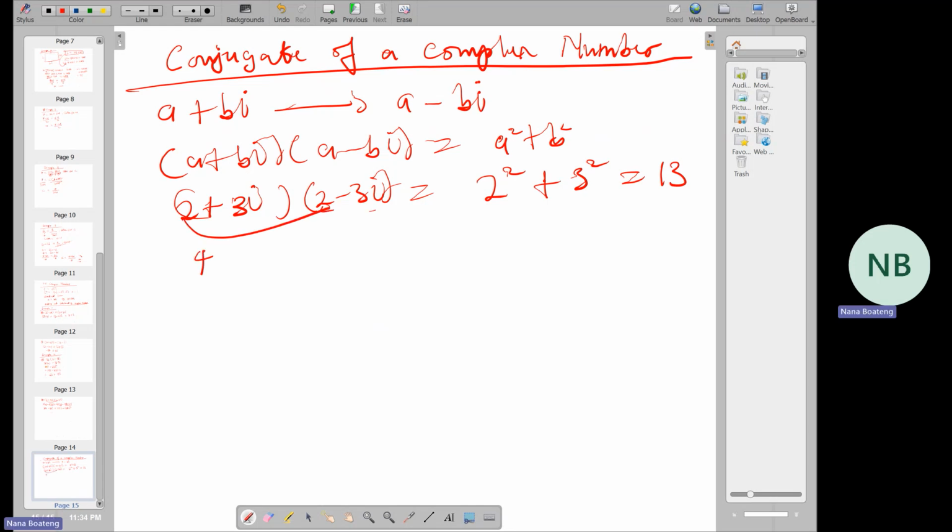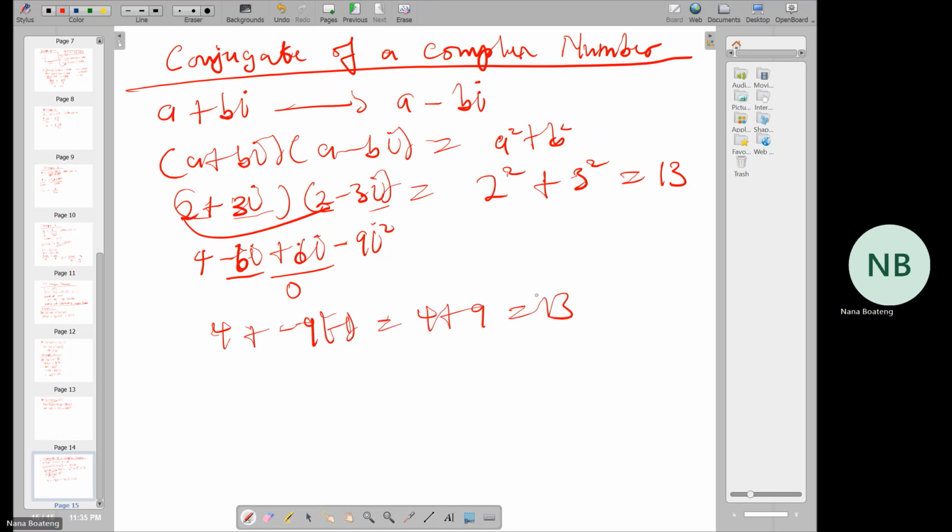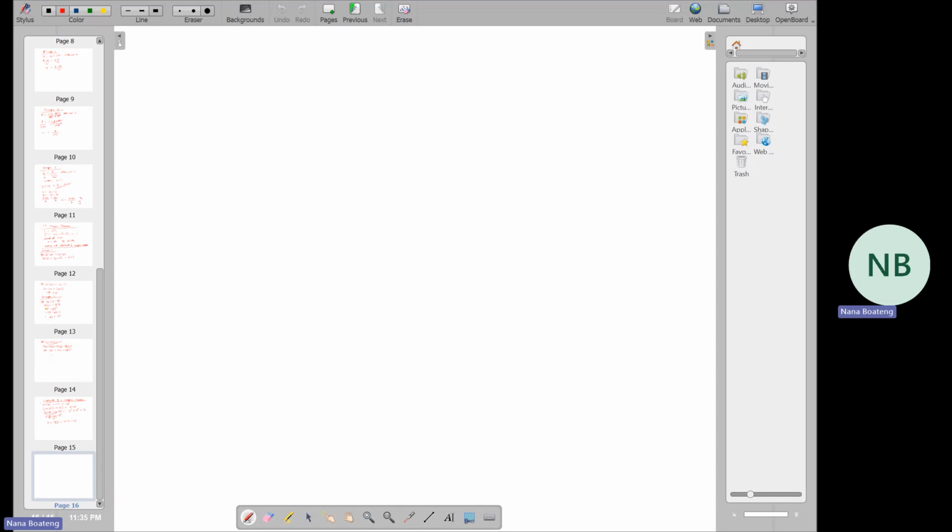2 times negative 3i is negative 6i. 3i times 2 is positive 6i. 3i times negative 3i is negative 9i squared, right? And negative 6i plus positive 6i is 0. So we have 4 minus 9i squared, which is negative 1. And this becomes 4 plus 9, which is 13. So let's look at complex number division.